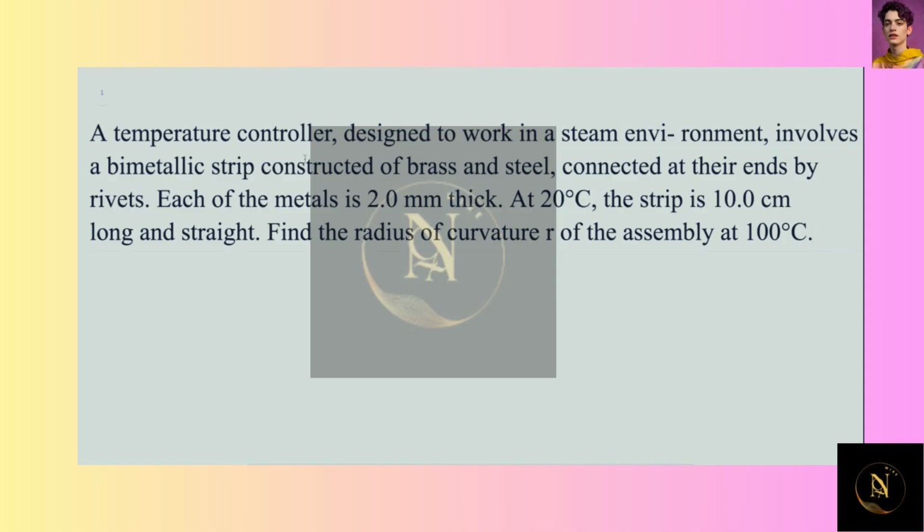A temperature controller designed to work in a steam environment involves a bimetallic strip constructed of brass and steel connected at their ends by rivets. Each of the metals is 2 millimeters thick. At 20 degrees Celsius, the strip is 10 centimeters long and straight. Find the radius of curvature R of the assembly at 100 degrees.